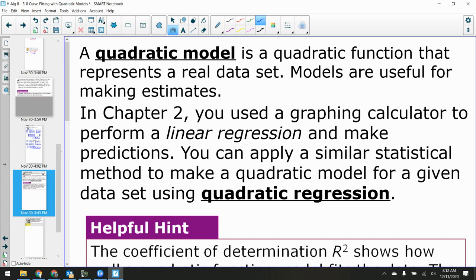A quadratic model is a quadratic function that represents a real data set. In chapter 2, we used linear regression. Now, remember that sheet of paper, a linear regression sheet with all of the screens? I can't remember what color it was. But I linked it into Canvas on this assignment as well. So if you want to see it, or want to print an extra copy, it's there.